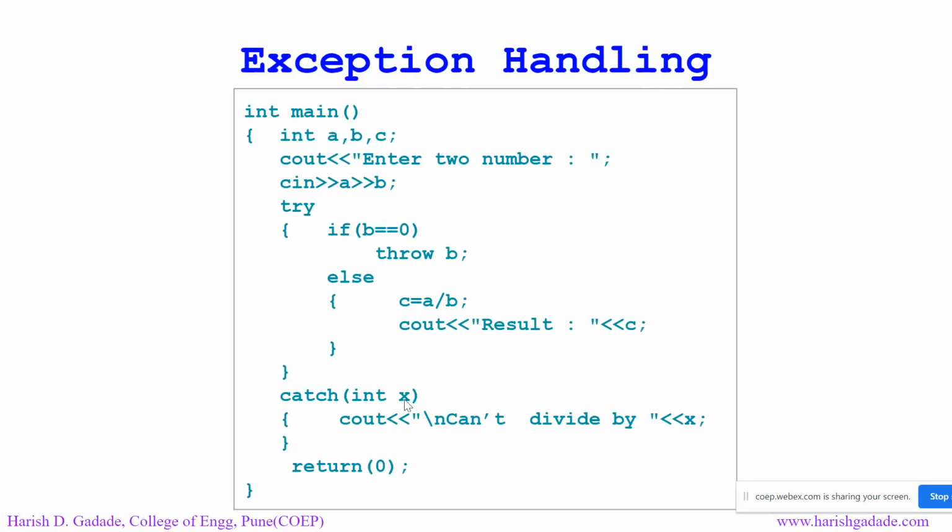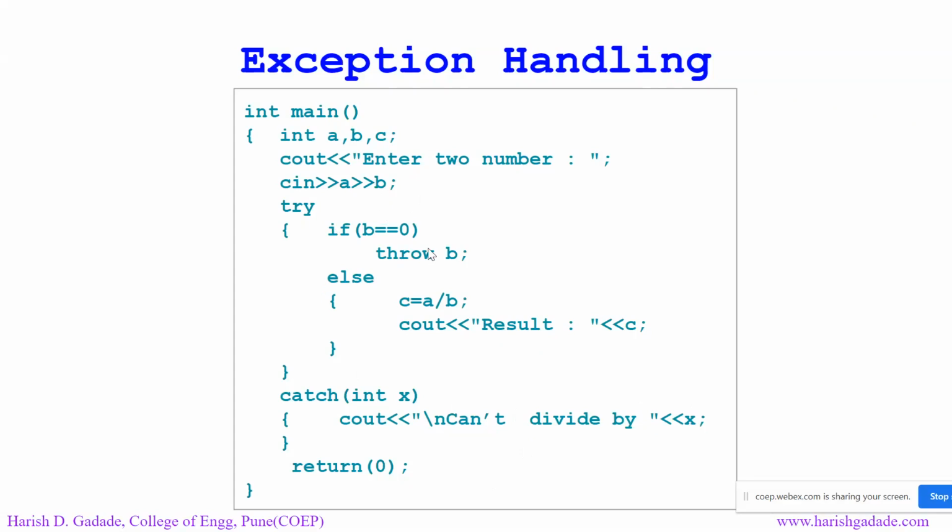So here we have taken this b into this catch, or we can say we catch this b value here, and here we are printing whatever error we need to print, right? So if you provide a statement like cout can't divide by something, then it means we are telling the compiler, if the program is abnormally stopped, in that case it will not abnormally stop, it will provide an error like can't divide by whatever is the value of this x, right?